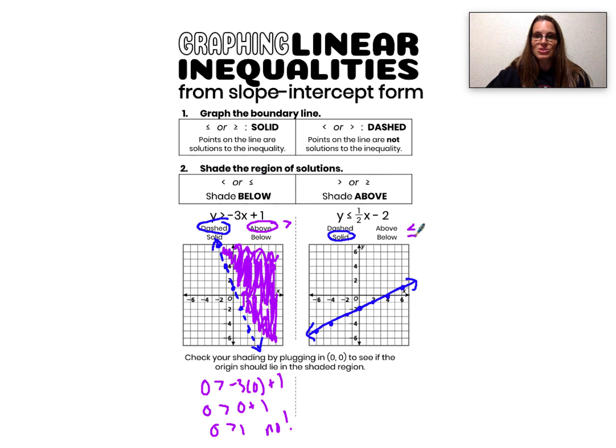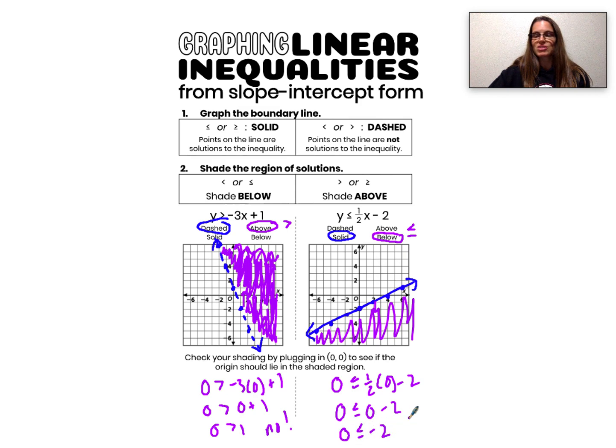I have a less than or equal to symbol. Less than or equal to means I am shading below. I like to take a point on the line and put a little arrow down and then shade. You can also plug in 0, 0. So is the origin in the solution region? Is 0 less than or equal to 1/2 times 0 minus 2? Is 0 less than or equal to 0 minus 2? Is 0 less than or equal to -2? Is it? No. Since the origin does not satisfy this inequality, since 0 is not less than or equal to -2, the origin should not be shaded, and I should be shading this side of the line.